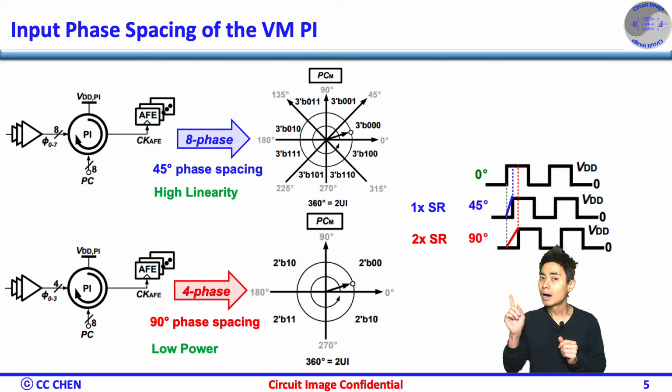For example, a 4-phase input of the PI would have twice the adjacent phase spacing as the 8-phase input of the PI. Usually, the 8-phase input of the PI would have better linearity, since the slew rate can be twice as fast as the 4-phase input of the PI.